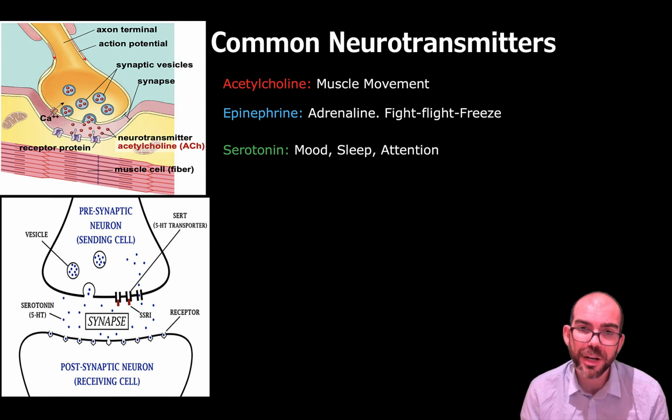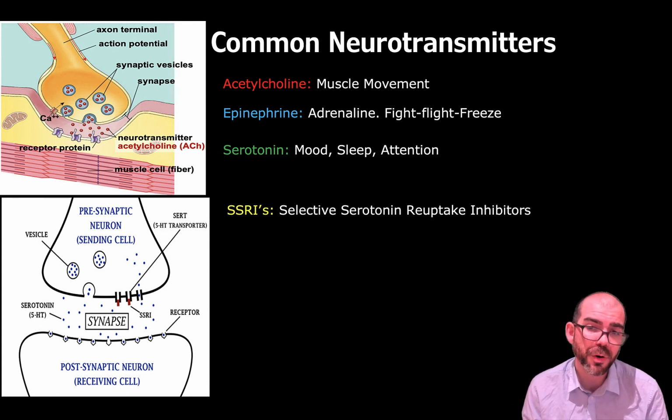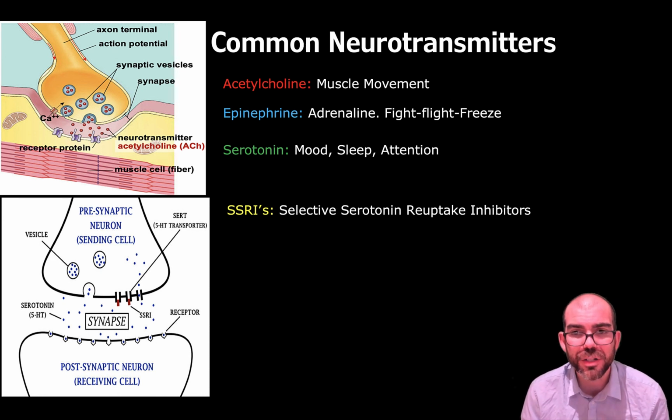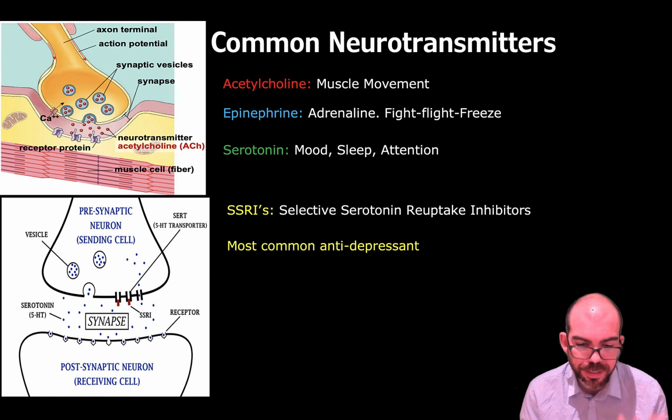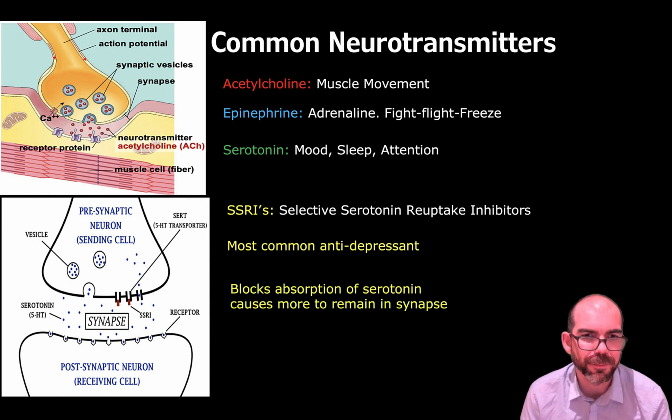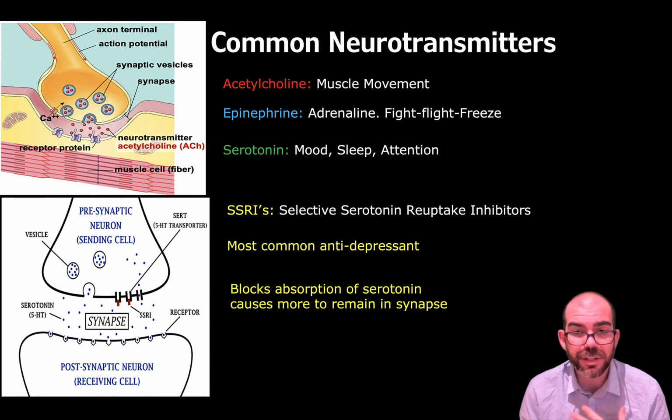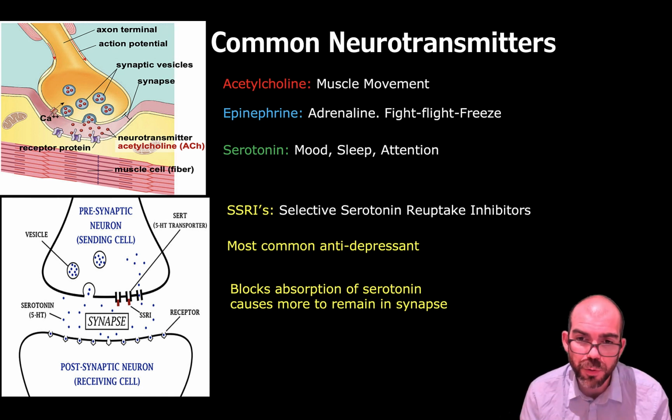I bring up serotonin because one of the most commonly prescribed drugs in the United States are SSRIs, or selective serotonin reuptake inhibitors. Here's how they work. And again, this is the most common antidepressant. When your neurons release serotonin into the synapse, it'll hang out in the synapse for a little while, and then the axon terminal will reabsorb that serotonin so it can be used again. As a human experiencing that, you experience mild happiness, and then it goes away rather rapidly.